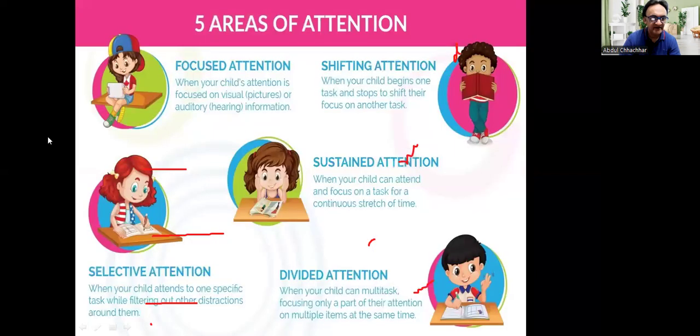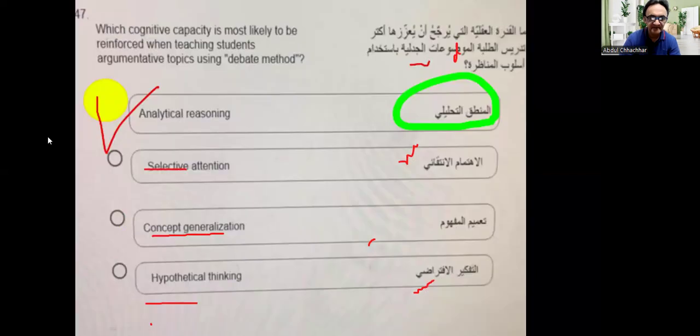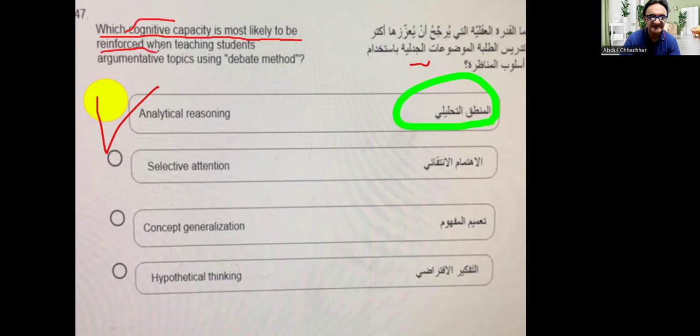Next question, we have one thing. You can see here, it's about attention, selective attention, and what else? Let's read it. I'm giving you time so you can read as well: which cognitive capacity is most likely to be reinforced when teaching students argumentative topics using a debate method?